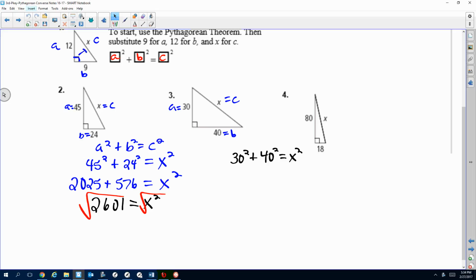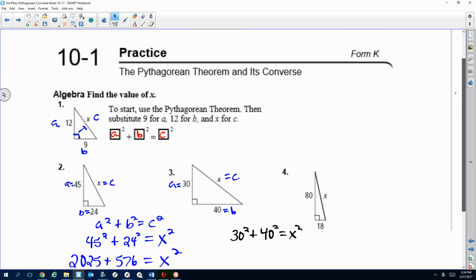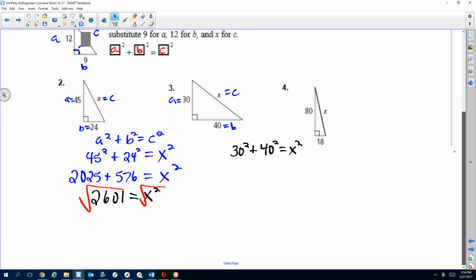Hey guys, here is the homework you had to finish. This is what we started on in class. I'm going to guide you through to make sure you get your 10.1 practice. You're going to be using the Pythagorean theorem.